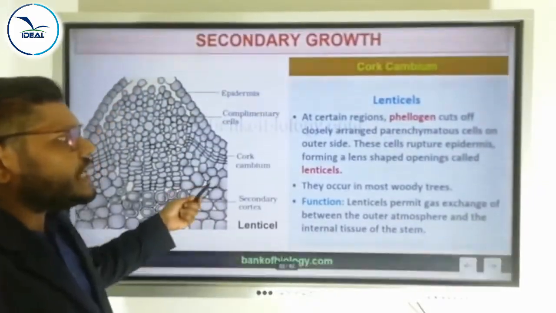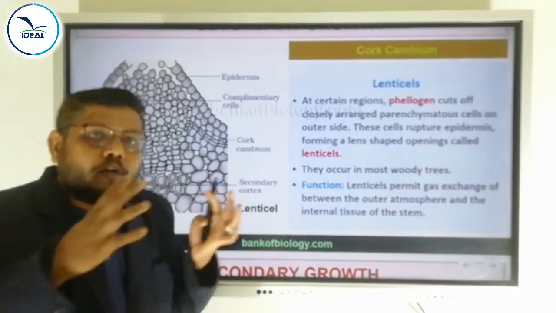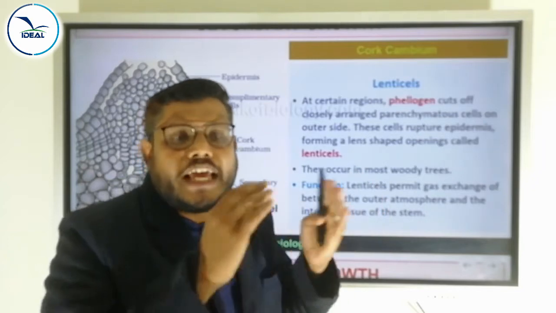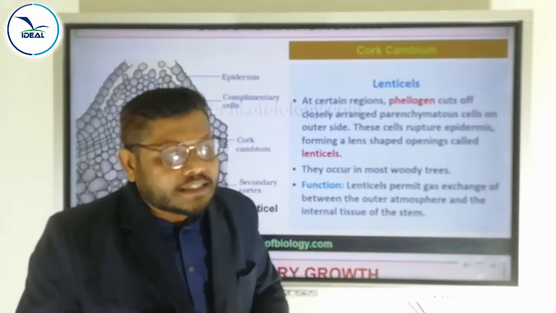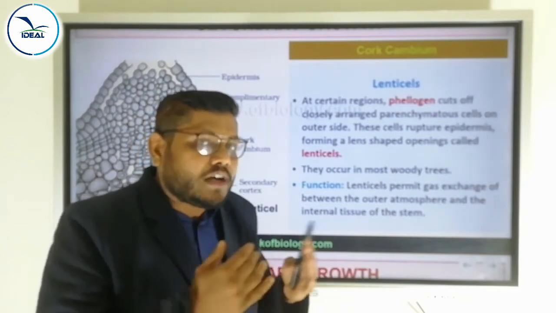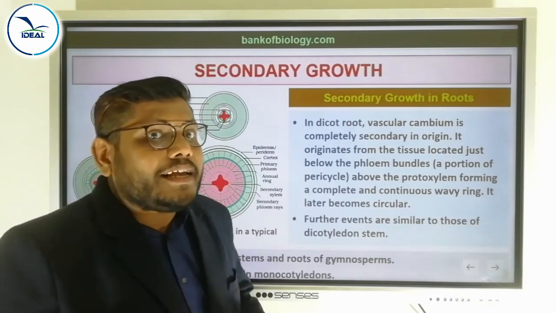Then another one is lenticel. What is lenticel? These are the lens-shaped opening formed in the cork, that is called a lenticel. That lenticel is helping for exchange of gases. So lenticel function is respiration, exchange of gases. Next one, secondary growth in root.